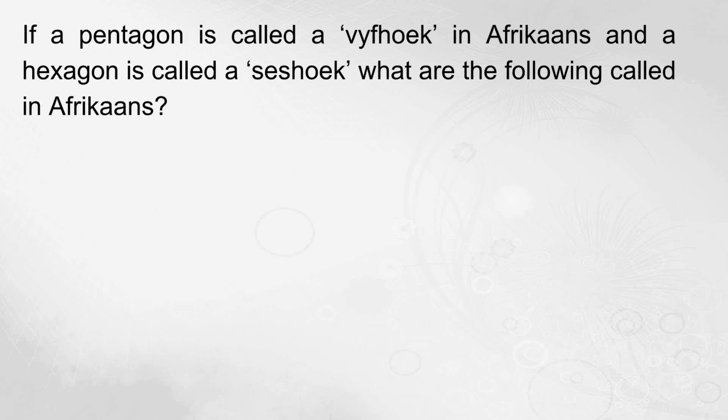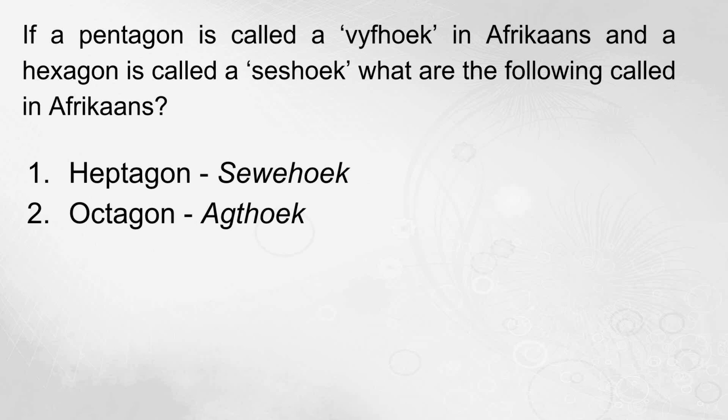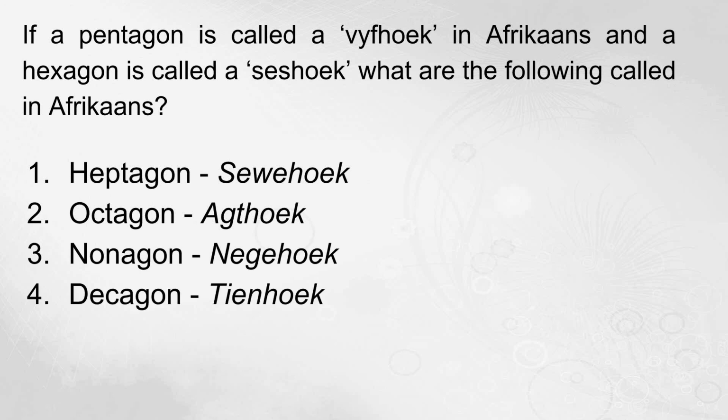The question was, if a pentagon is called a vyfhoek in Afrikaans and a hexagon is called a seshoek, what are the following called in Afrikaans? Heptagon, sewehoek. Octagon, agthoek. Nonagon, negehoek. Decagon, 10-hoek.